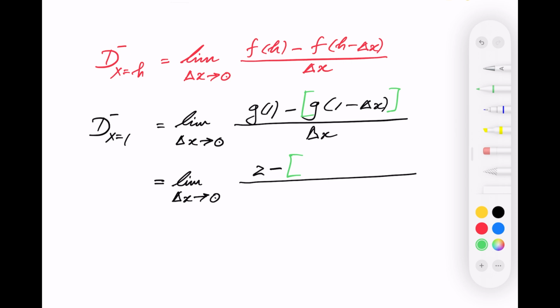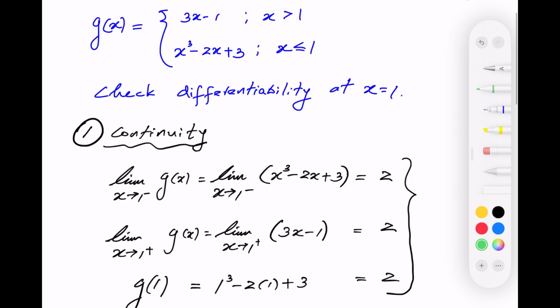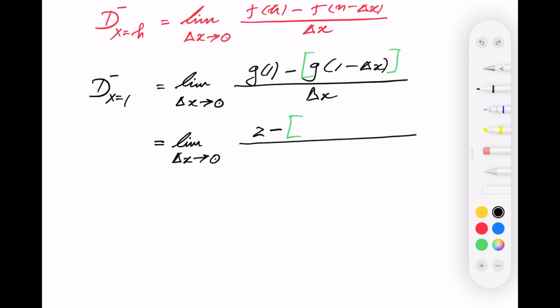When 1 minus delta x is less than 1, that is, when x is less than 1, our function is equal to x cubed minus 2 times x plus 3. Therefore, we need to substitute 1 minus delta x for x in that function. Then it becomes 1 minus delta x, everything raised to the third power, minus 2 times 1 minus delta x plus 3. So let's go ahead and write it down. We will have 1 minus delta x raised to the third power minus 2 times 1 minus delta x plus 3.